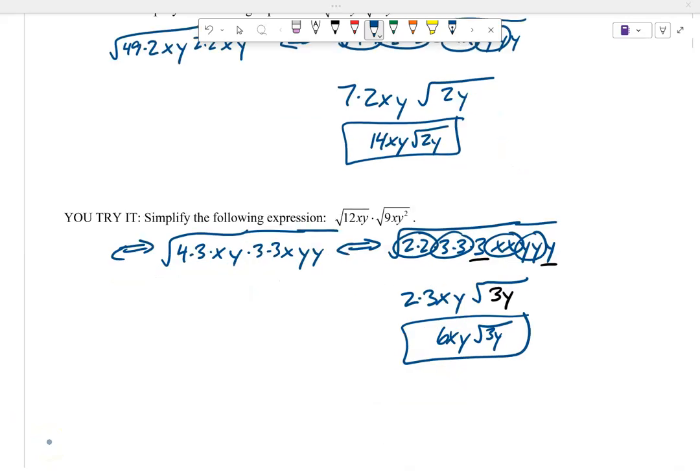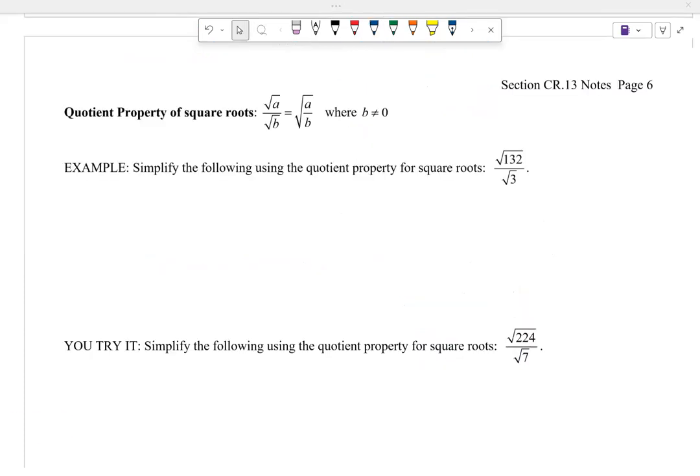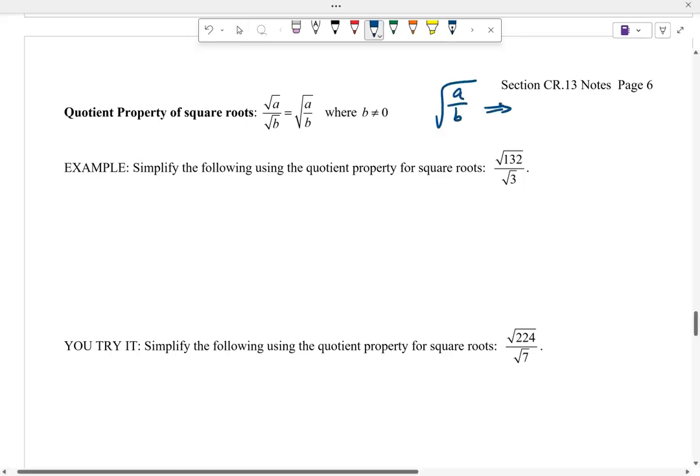All right, so there's that you try problem. Should get 6xy square root of 3y on that. Well, that brings us to the quotient property of square root. So if we have square root of a over b, that means that's the square root of a over the square root of b, as long as b is not 0.